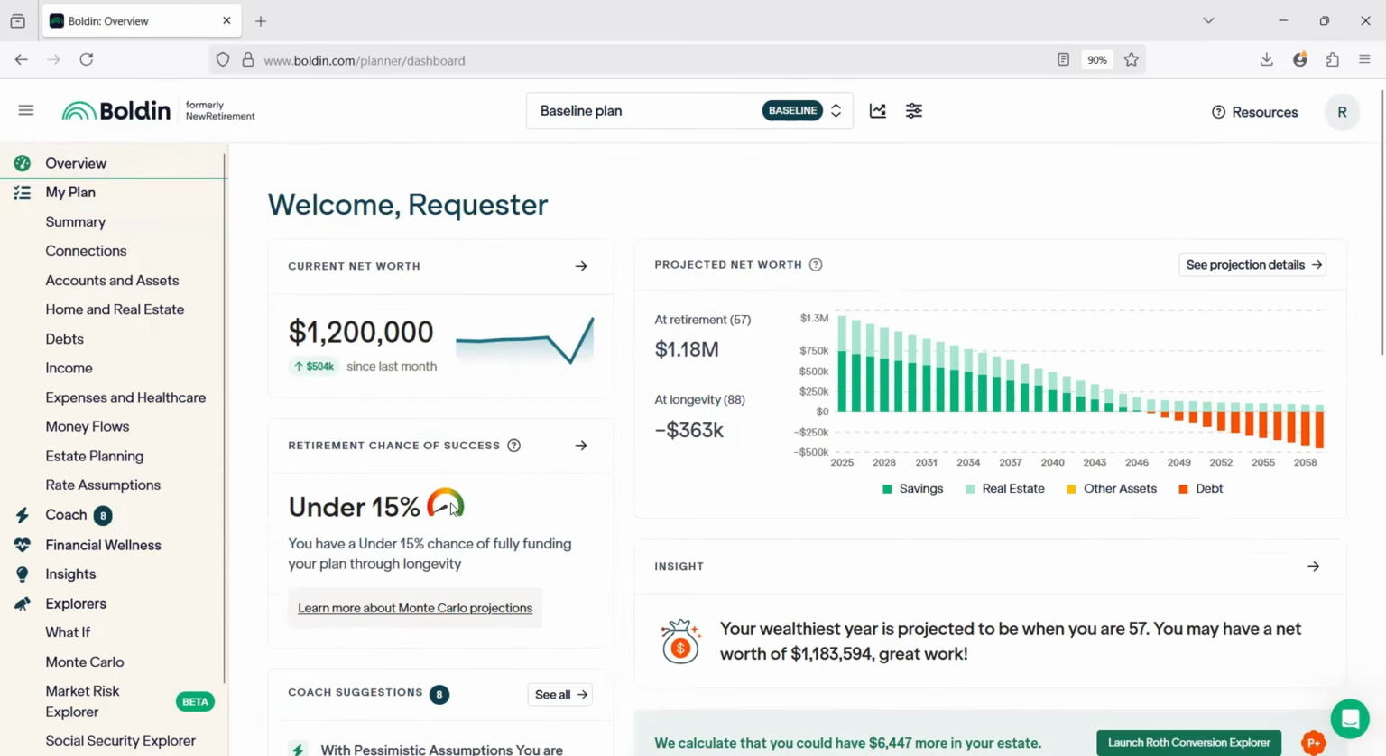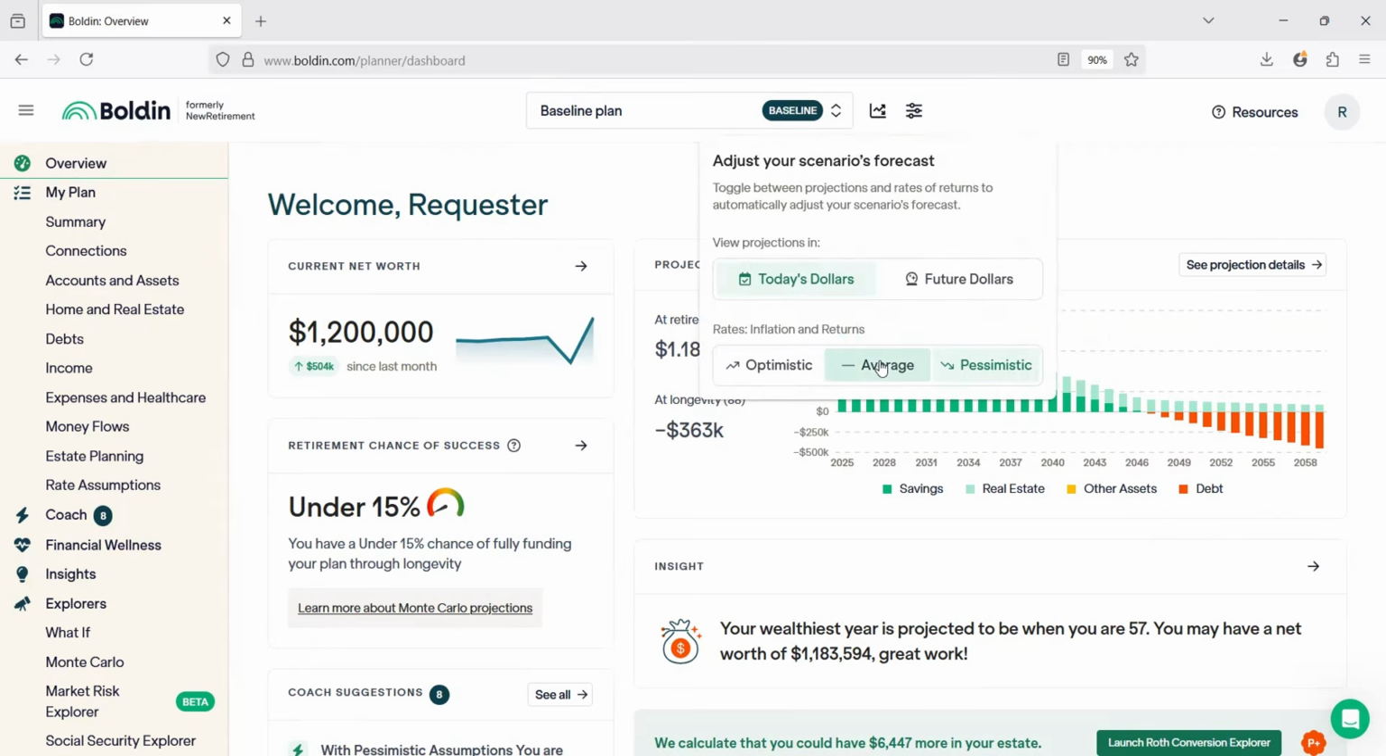Okay, in a pessimistic market, we're still under 15%. But remember, in the first one, we were out of money at 76, and now we're out of money until age 80. And at that point, honestly, you could do a reverse mortgage if you wanted to, or you could pick up something part-time. But let's bring it back to average.